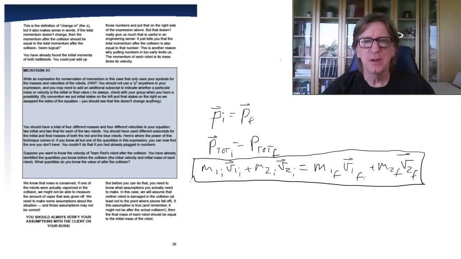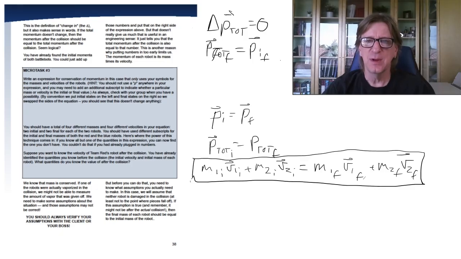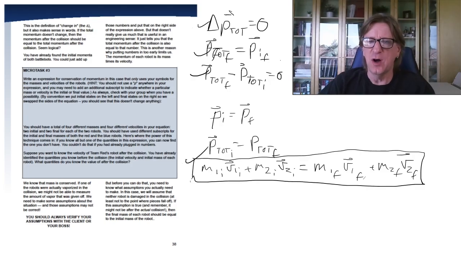There we go. So our delta P total is equal to 0. Our P final, or P total final, I'll just write over that, P total final equals P total initial. That was the form that we have down here. And we had P total final minus P total initial is equal to 0. This, and this all mean the same thing. They're all saying that momentum is conserved.